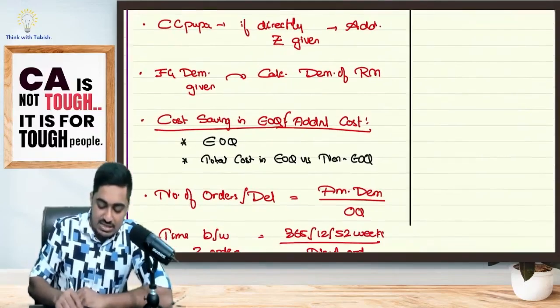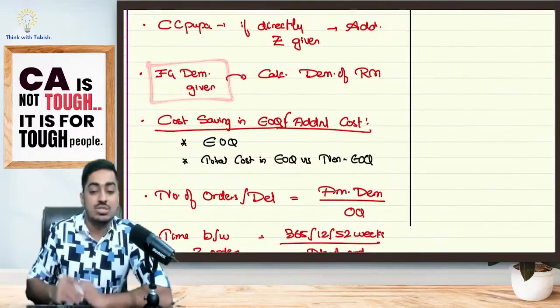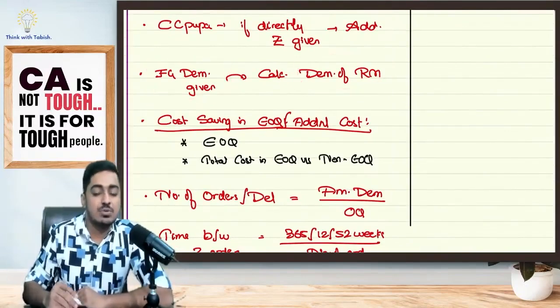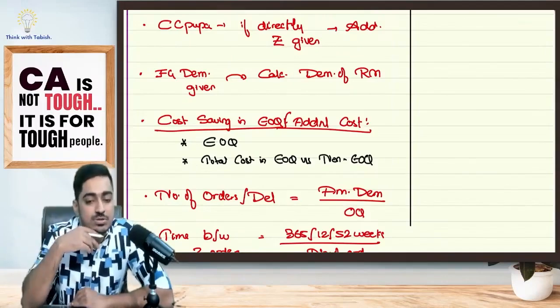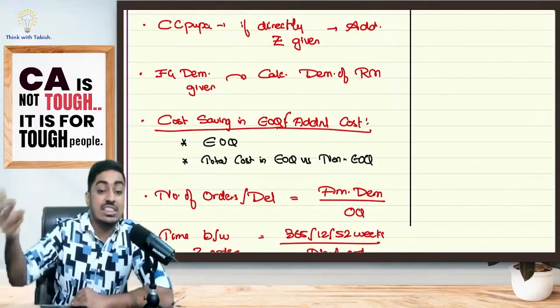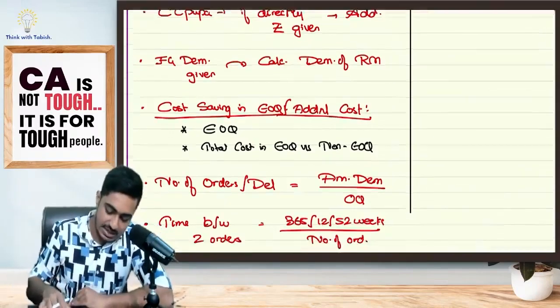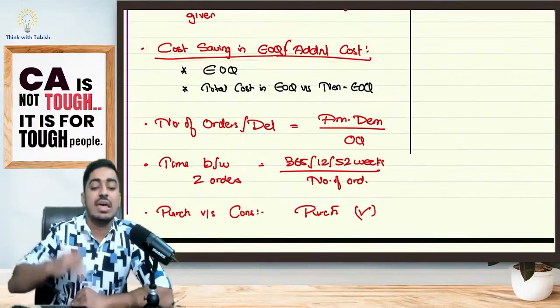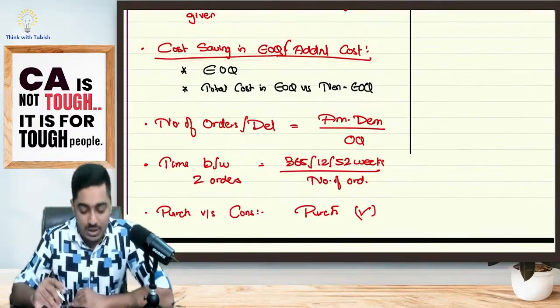Yes, if the question has given me demand of finished goods, I will convert it into demand of my raw material. Say for example, the question is telling 5,000 finished goods should be produced. For every finished good, 2 kg raw material is needed. That means altogether 10,000 kg raw material is needed. Great. If the question asks me cost savings in EOQ or additional cost in non-EOQ, how do I calculate?